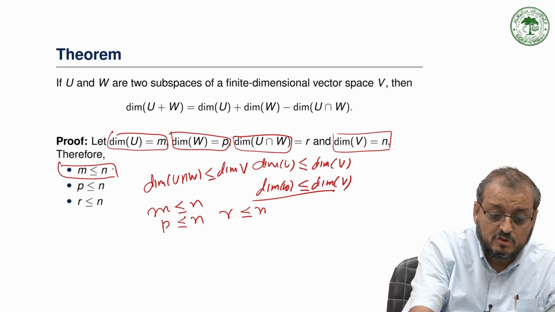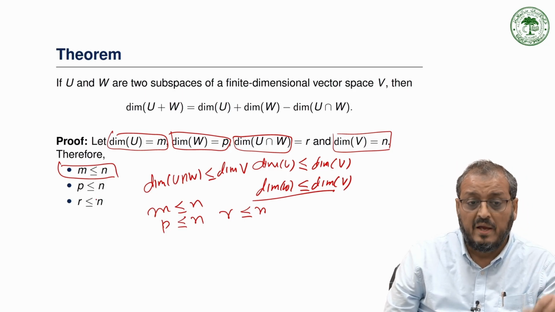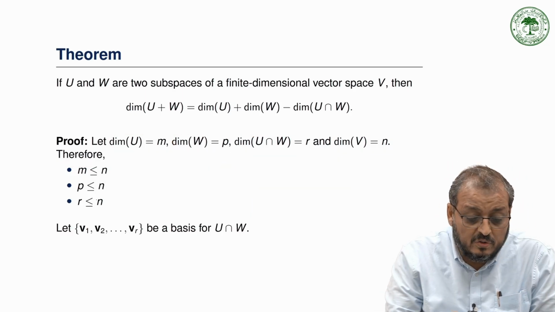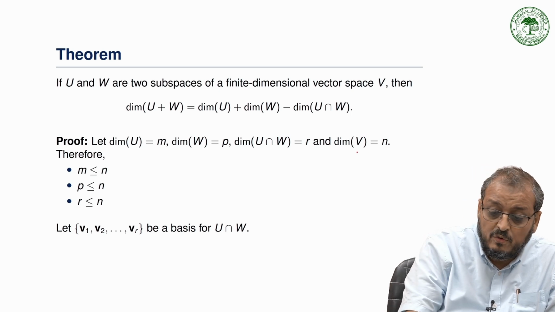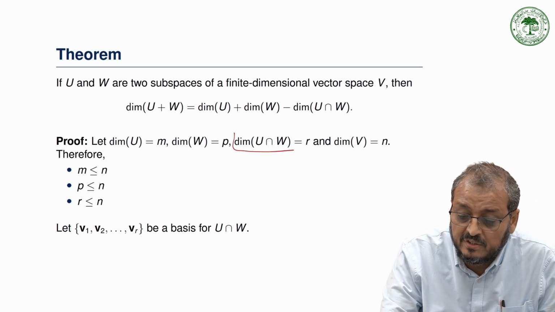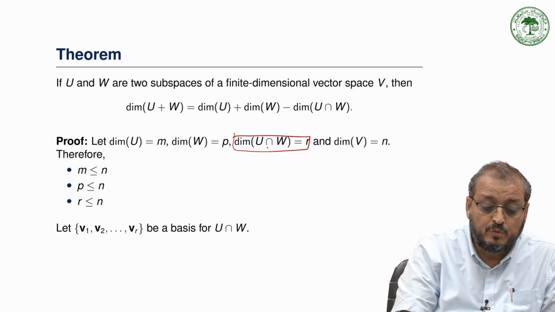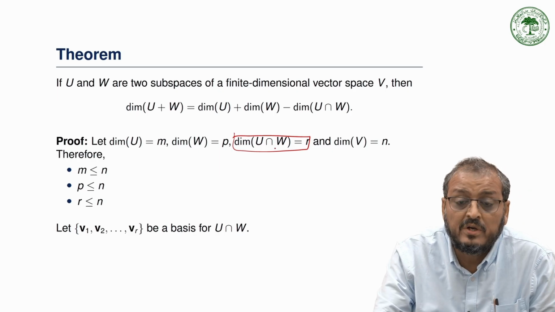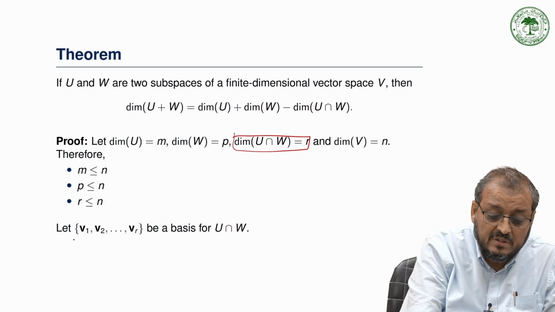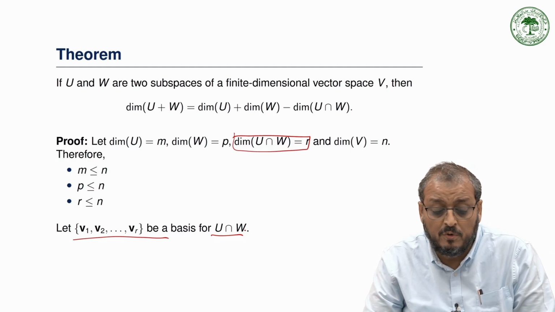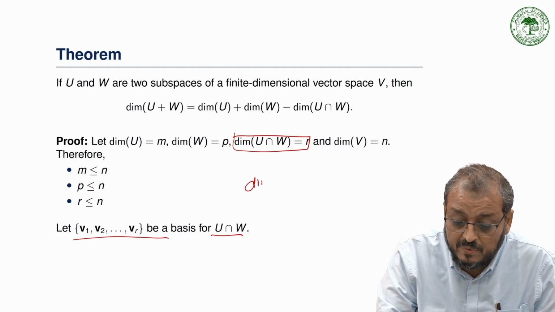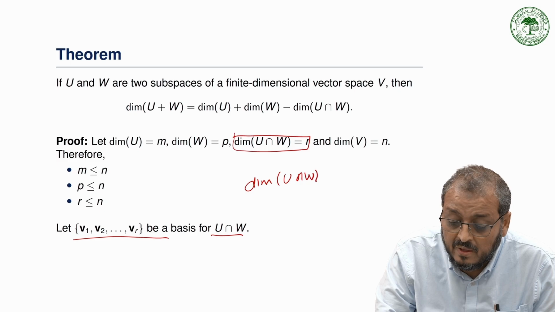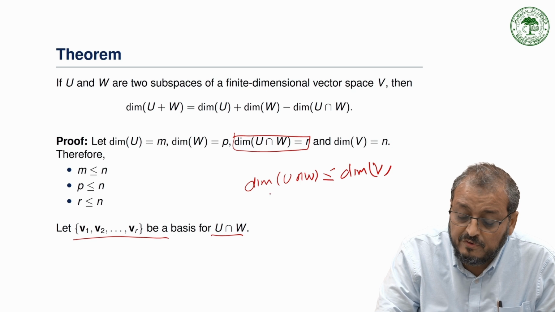Okay, so by this we are assuming M is less than or equal to N, P is less than or equal to N, and R is also less than or equal to N. Since the dimension of this intersection is R, we assume V1, V2, up to Vr is a basis for U intersection W. The dimension of U intersection W is less than or equal to the dimension of V, and the dimension of V is equal to M.